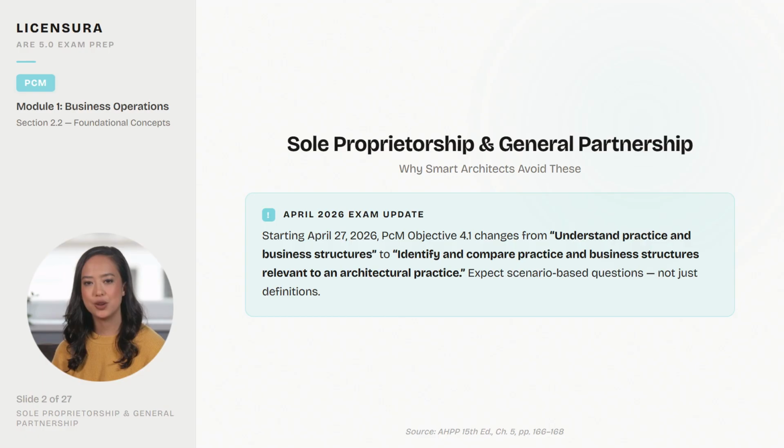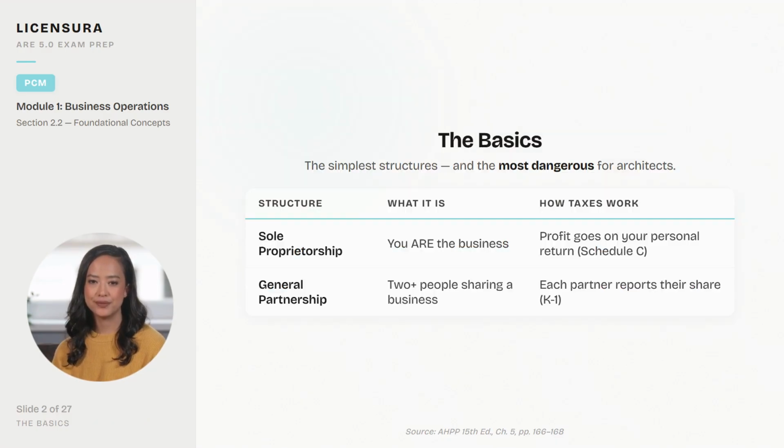Before we dive in, quick heads up for anyone taking the exam after April 27, 2026. The PcM objectives are changing. Objective 4.1 now asks you to identify and compare practice and business structures, not just understand them. So expect scenario-based questions like, given this situation, which entity type is best? Not just straight definitions. Keep that in mind as we go through these structures.